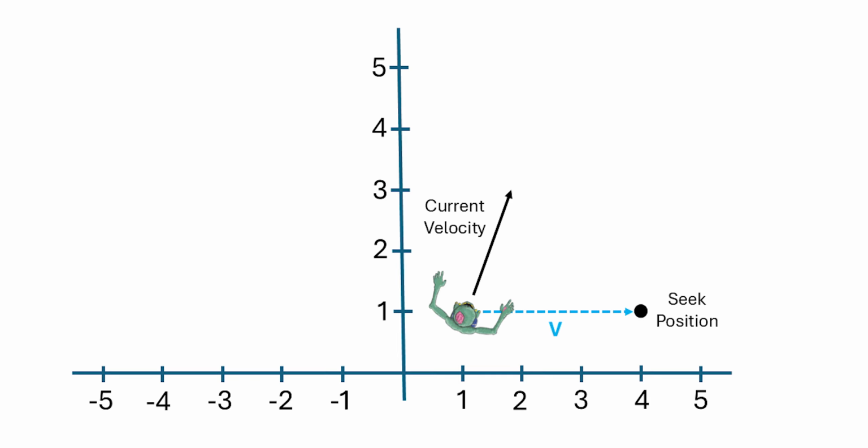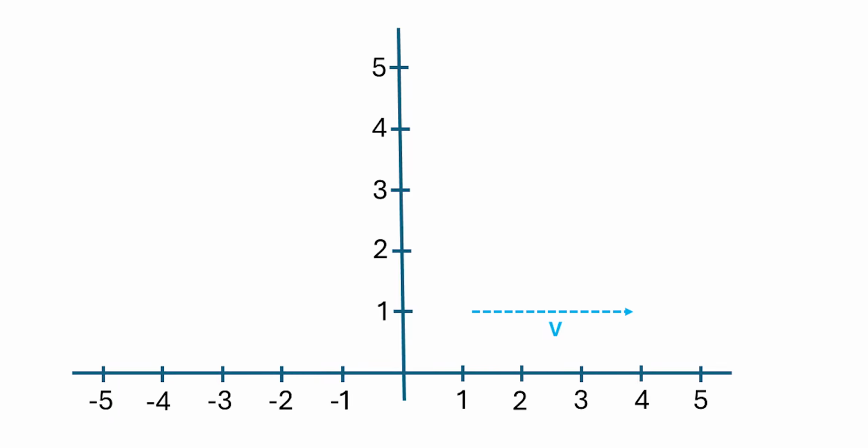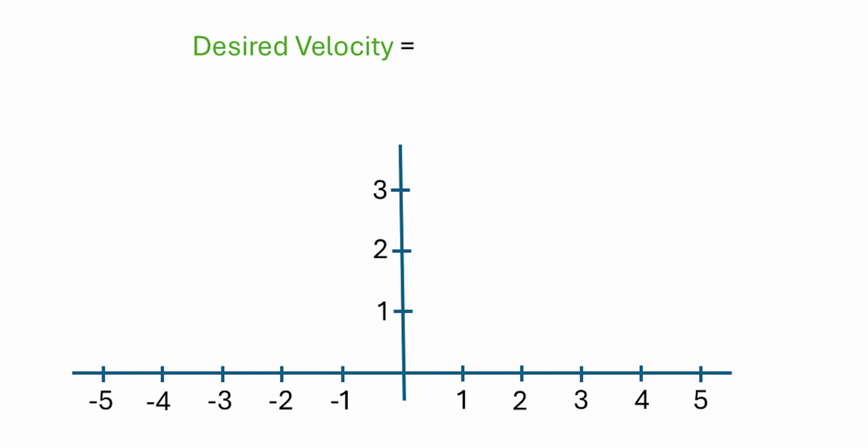This is simple. It's just a matter of subtracting the seek position from the zombie position, and we're going to call this vector v. But really, all we need is a direction, and that is the vector v normalized, or in other words, pointing in the same direction but with a length of 1, the unit vector. And with this information, we can calculate the desired velocity the zombie wants to move at. This equals our unit vector multiplied by the zombie's maximum move speed.